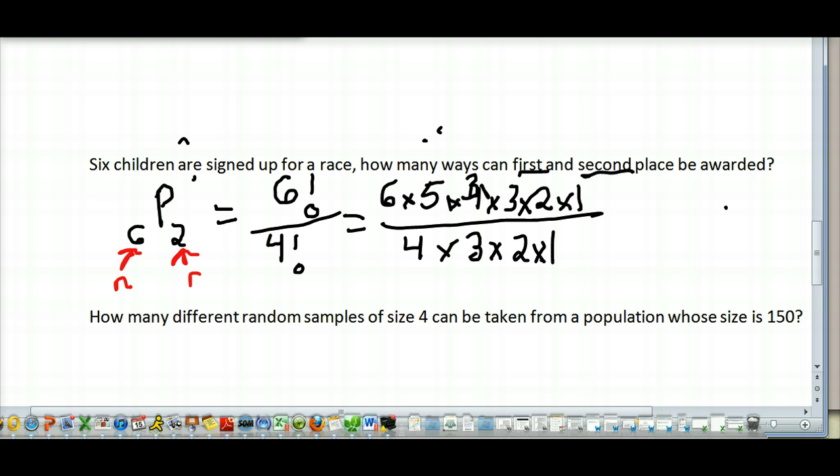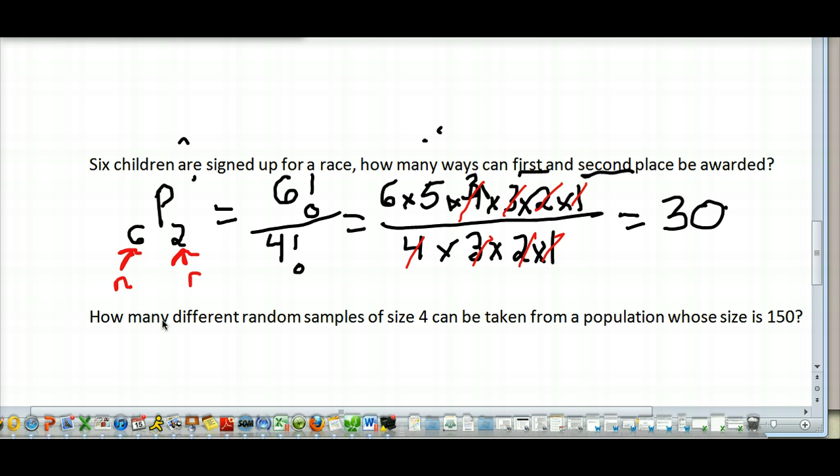Now you may find it easy to go ahead and cancel what's on the top and the bottom that is the same, and in this case the 4, 3, 2, 1 cancels on the top and the bottom. This makes our math a lot easier, so on the top we have 6 times 5 is 30 and there's nothing left on the bottom. There are 30 ways in which this can occur, or 2 children can be picked with order mattering to get 2 awards.